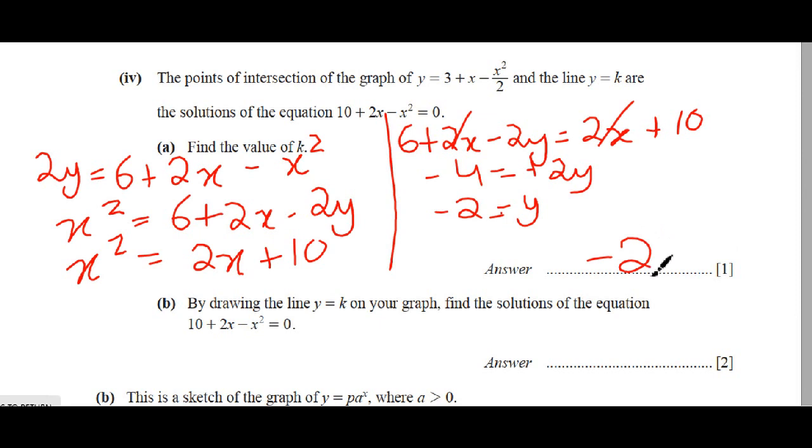Part B, by drawing the line y equals k, which is the line y equals minus 2, on your graph, find the solution of this equation. So all you need to do is go back to the original graph.